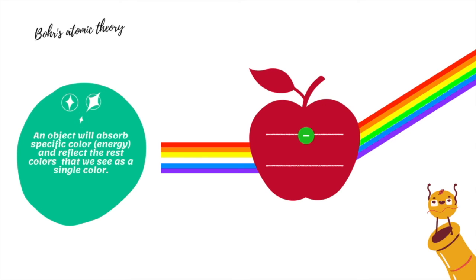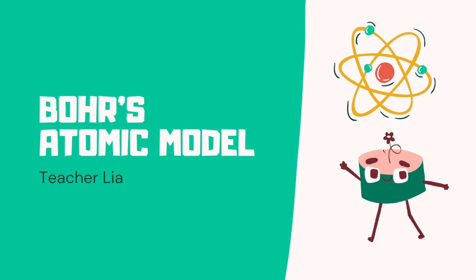The Bohr model worked beautifully for explaining the hydrogen atom. Unfortunately, it didn't fit the complex atoms. So, the history of the atomic theory is not ending yet.